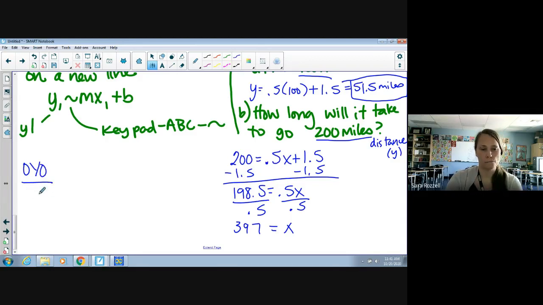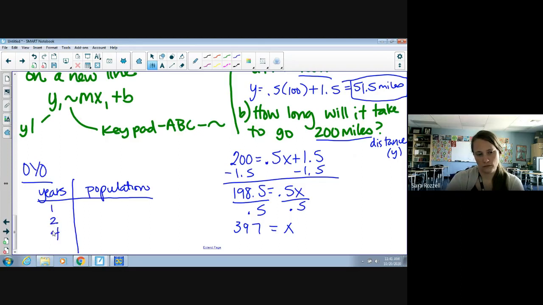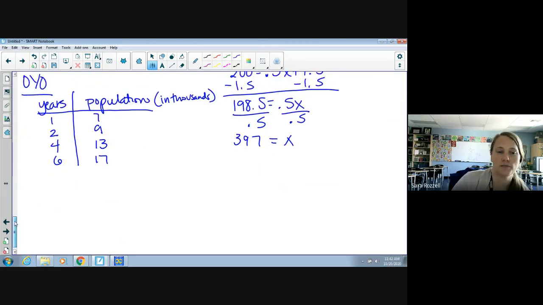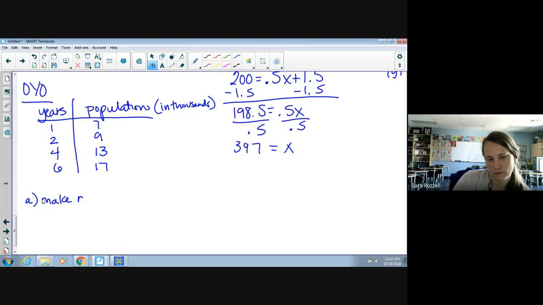Years, population. Okay, so these are our years, and this is a population in thousands of a particular town. So the first thing I want you to do is make your model. And your model is your equation, y equals. You can use your calculator to do it, or Desmos.